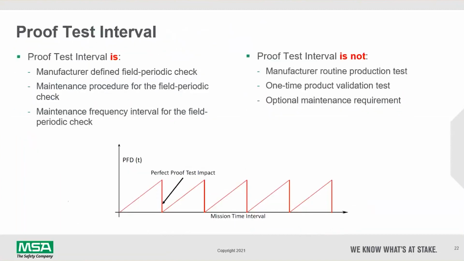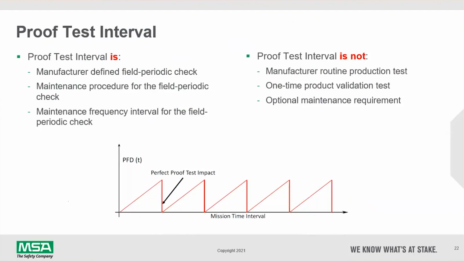So what is a proof test interval? It's a manufacturer-defined field periodic check that covers the procedure of the check and the frequency interval of the check. The proof test interval is not a manufacturer routine production test or a one-time product validation test, and it's not optional. It's necessary in order to maintain the integrity of the safety instrumented system.